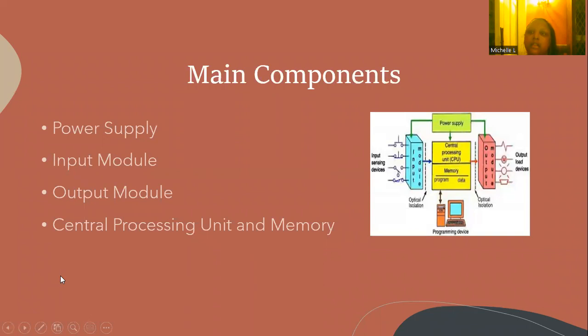The main components of a PLC are the power supply, the input module, output module, and the central processing unit, also known as the CPU, and memory.